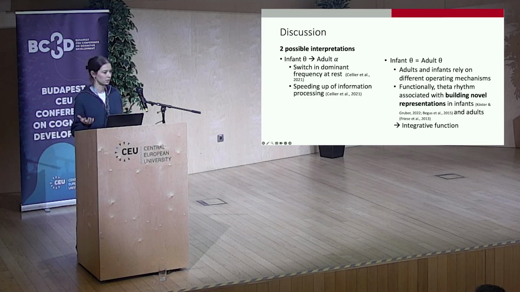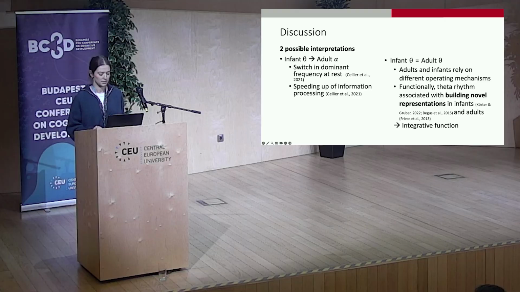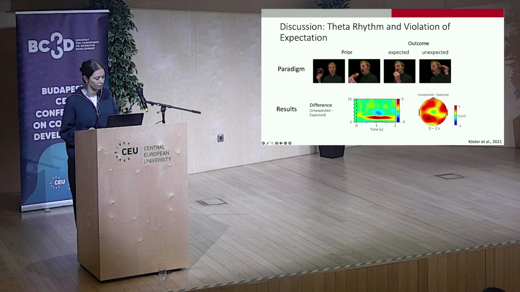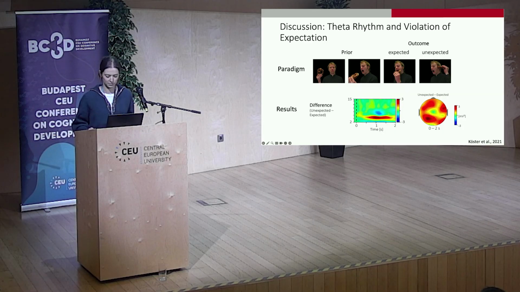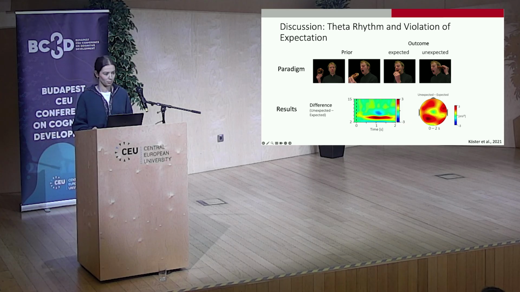We know that both in adults and infants, building novel representations is associated with theta, and theta has ascribed this integrative function. An example comes from violation of expectations studies. So for example, this one by Köster et al. from 2021. The paradigm is depicted in the top panel. Infants were presented with an action that either had an expected or an unexpected outcome. So in one case, the pretzel was eaten, in another case, the man puts it to his ear.